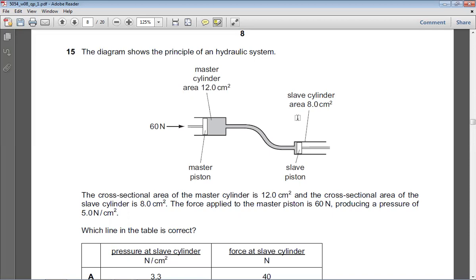He says the cross-sectional area of the master cylinder is 12 centimeters square, and the cross-sectional area of the slave cylinder is 8 centimeters square. The force applied to the master piston is 60 Newton, producing a pressure of 5 Newton per centimeter square. Which line in the table is correct?